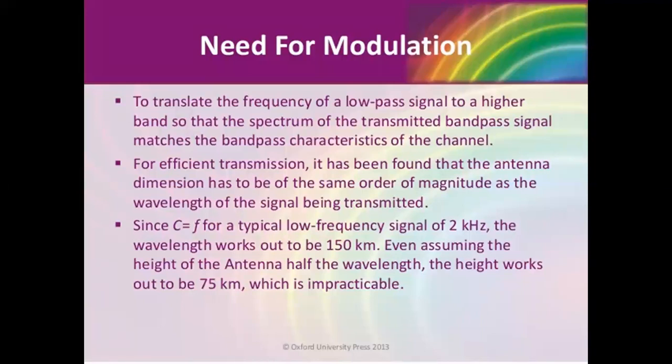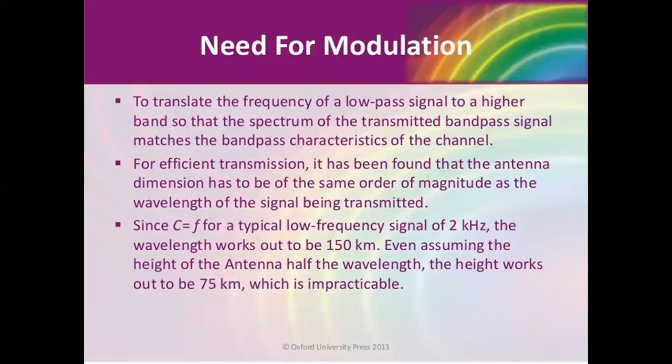The second one is efficient transmission. For efficient transmission, the wavelength of the signal should be low. The antenna height is proportional to the wavelength, and wavelength and frequency are inversely proportional. When the frequency is high, the wavelength is very low; when the frequency is low, the wavelength is very high. That's why at high frequency, the height of the antenna should be very low. So that is a need for modulation.